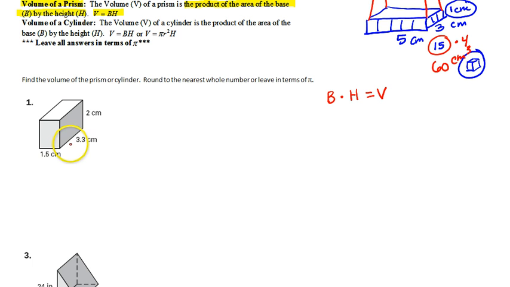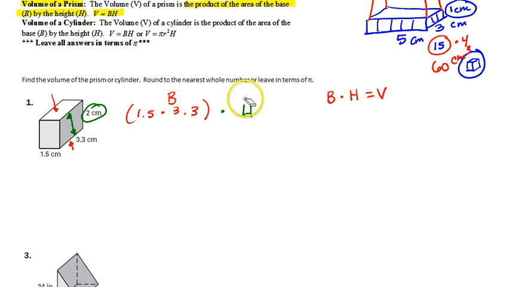So let's look at this first prism. Let's say that this here is a base, and then here is our second base. Our base is 1 5/10 by 3 3/10. So this would be the area of my base. My height, which I'm going to multiply by my base, is the distance between the two bases. So that's going to be this distance right here from base to base, and that would be 2 centimeters.